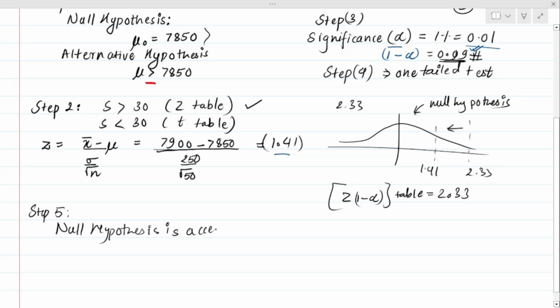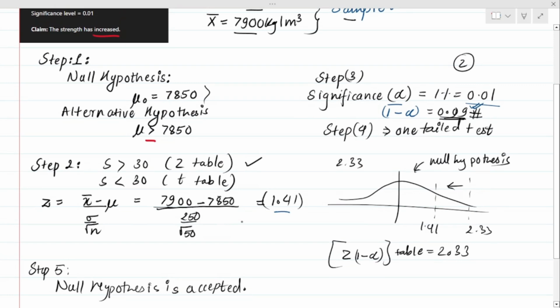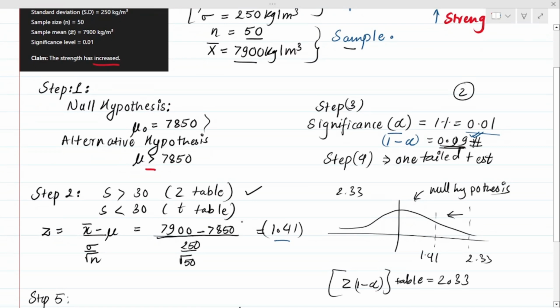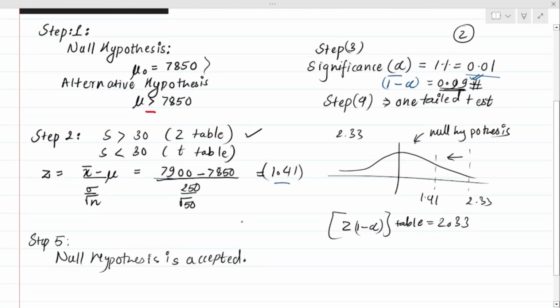Is accepted. All right, so that means the claim cannot be made. That means there is no significant increase in strength in the steel production. So now what you need to do is recalibrate your machine. You need to make these products better by employing other methods, and you need to find the error why your steel has no considerable increase in strength.